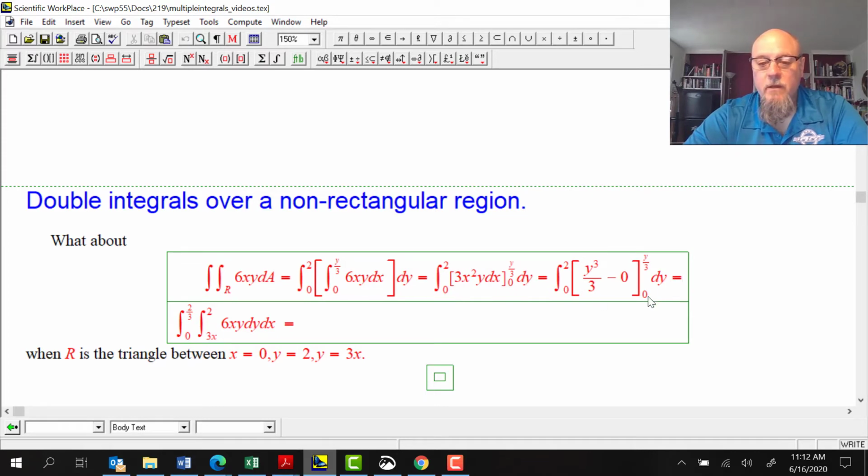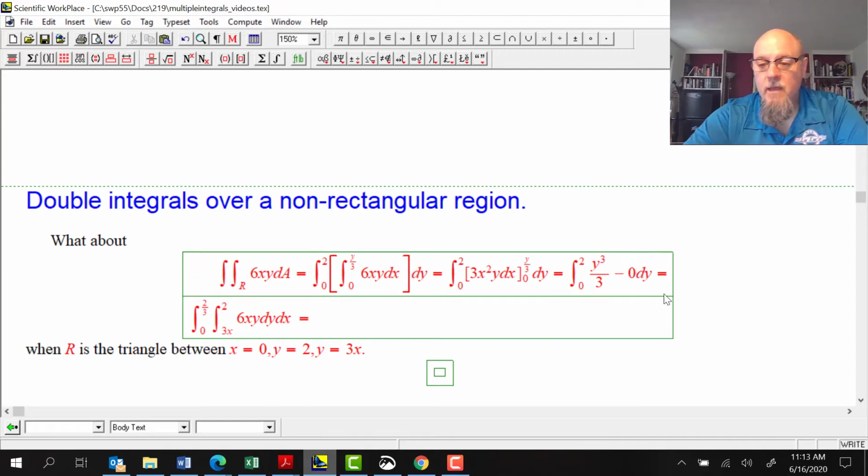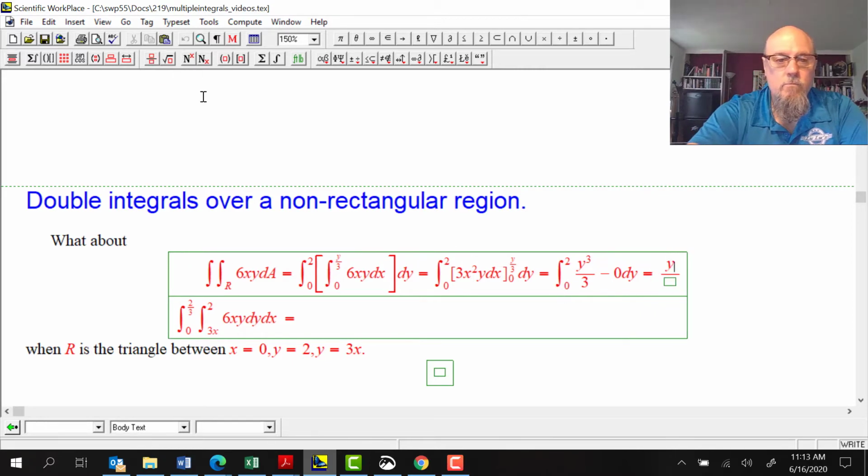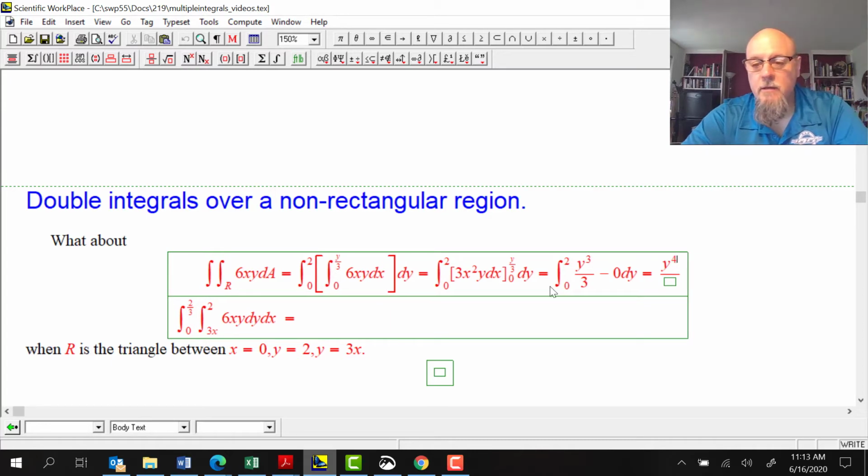So we actually subbed in these values, so we're good. And now I just got to integrate this y. That's going to be an add one to the exponent, divide by what's up top. So that's going to be y to the 4th. I want to divide by 4. It's already divided by 3, so that's 12.